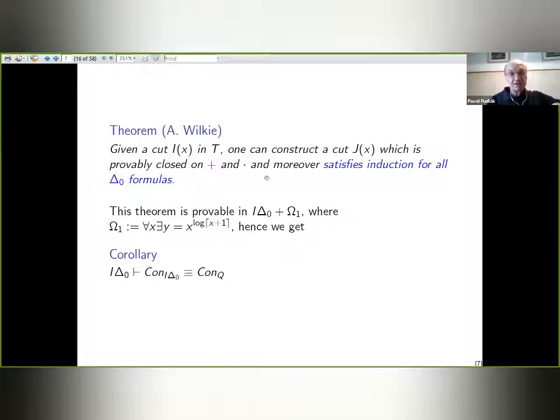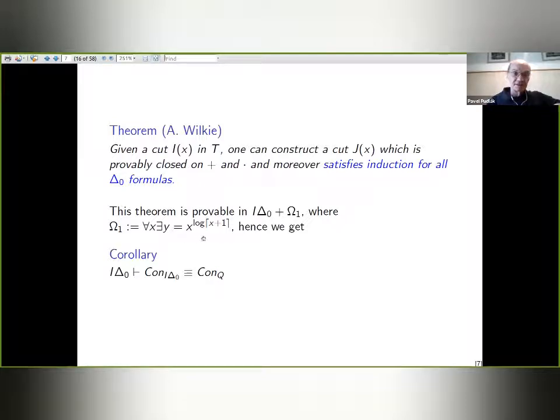These theorems, as we have seen, are simple. Wilkie's theorem is not that simple, but it still can be proved in a weak fragment of arithmetic, namely induction for bounded formulas plus an axiom, which is usually known as omega 1, and it says that for every x there is y, such that y is equal to x to the log x.